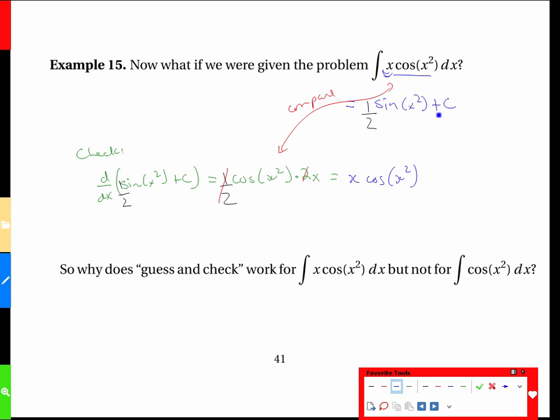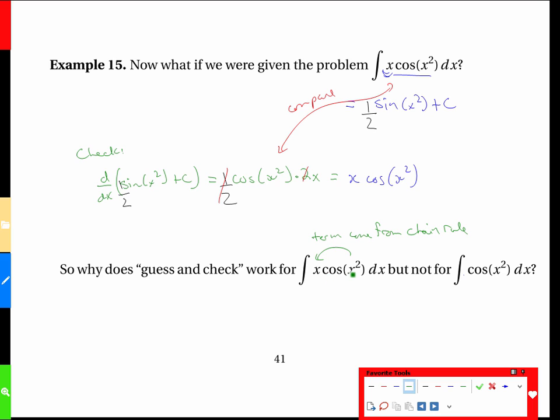So nice. So in fact, this integral, which looked more complicated, is actually easier than the simpler one without the x. Here we have an x cos x squared, here there's no x, but the guess and check worked because we have the term that will come from the chain rule.